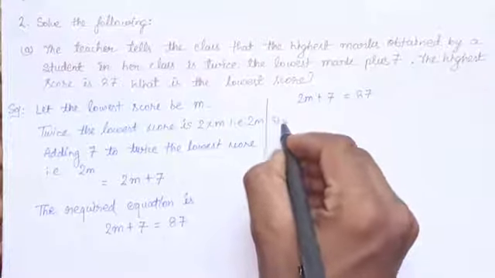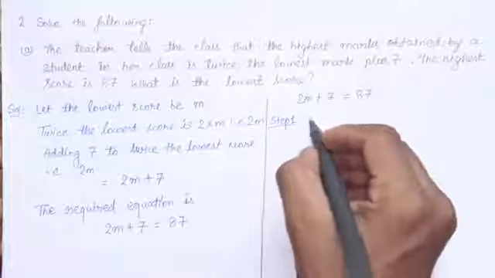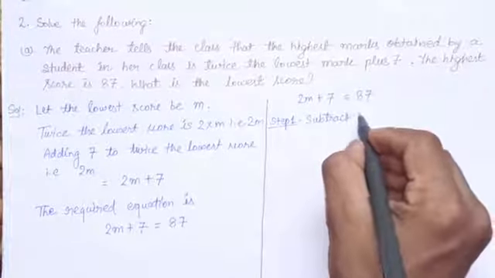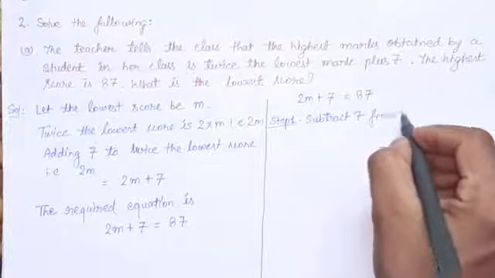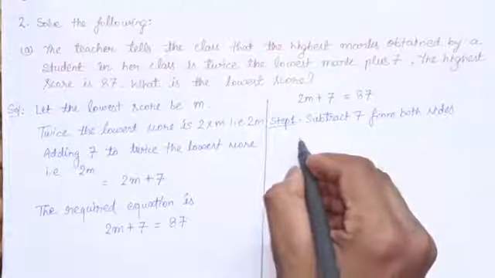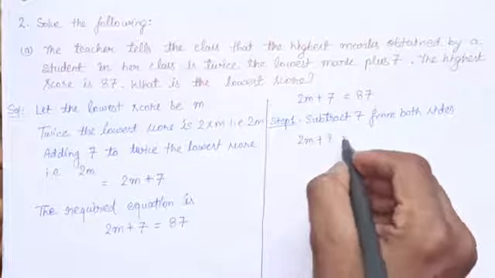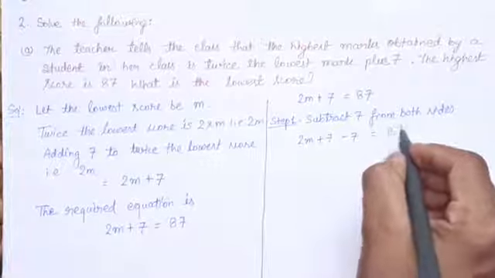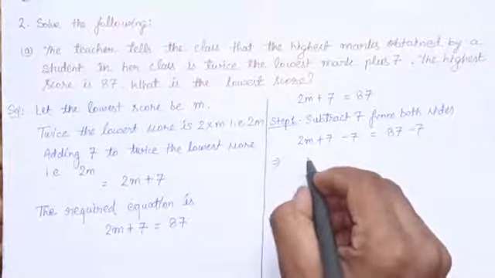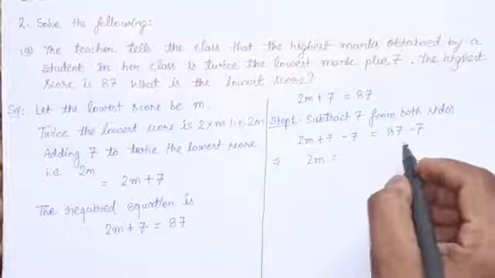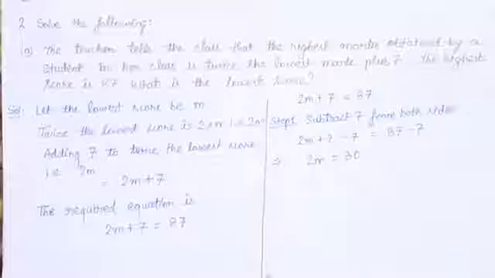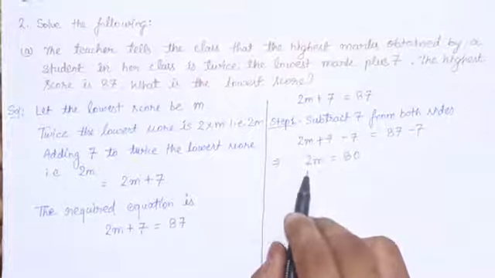So what is our step 1? In step 1, subtract 7 from both sides. So what we get? 2m plus 7 minus 7 is equal to 87 minus 7, which implies that here plus 7 and minus 7 cancel out, so we have only 2m, while in the right hand side we have 87 minus 7, that is 80.